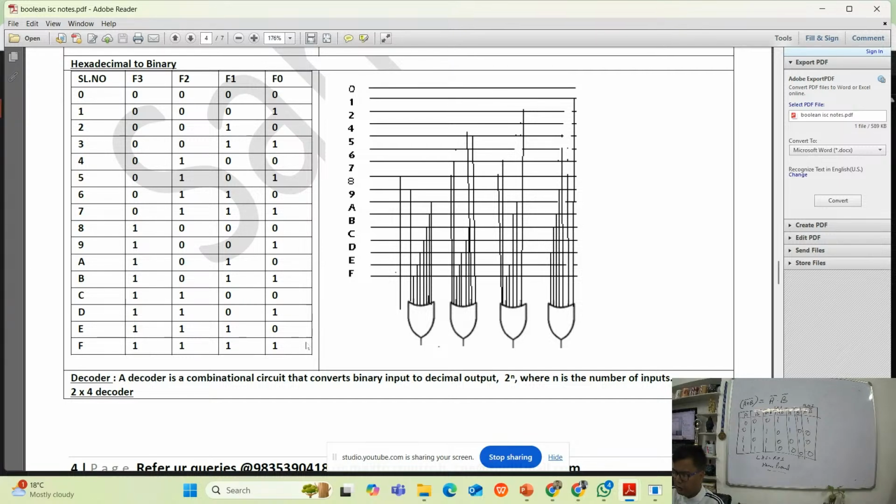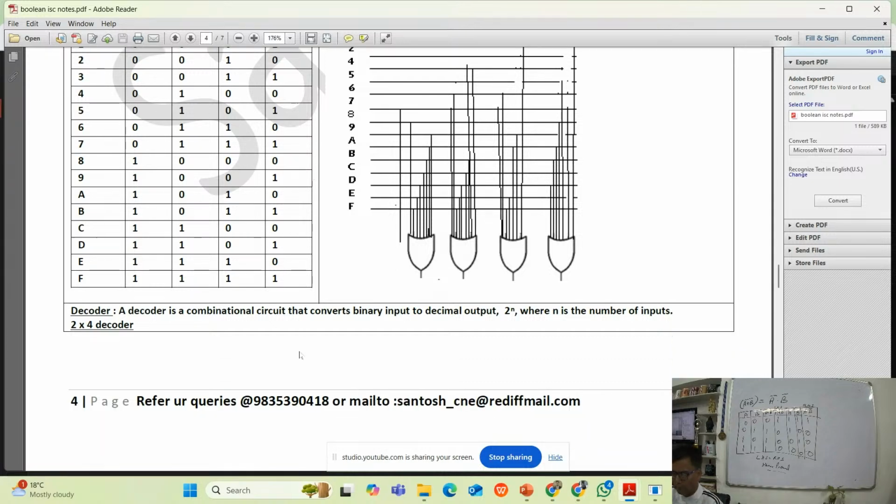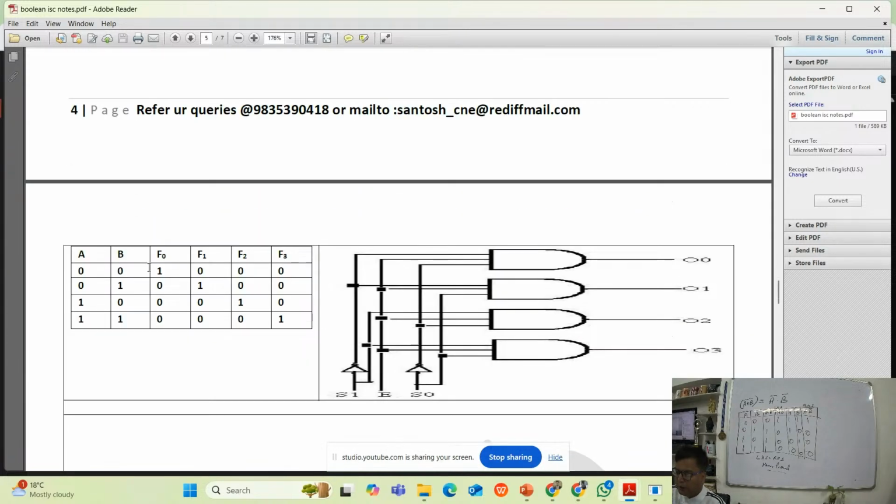Then we can have, for example, a decoder. Decoder is a combinational circuit that converts binary input to decimal form. Binary input को decimal में convert करने के लिए use करते हैं. Now here what happens? We have those inputs and again there are two things. One is the normal and one passes through the NOT gate.